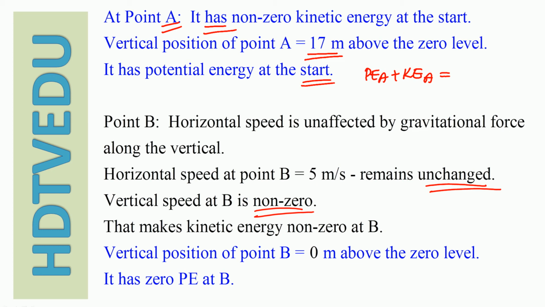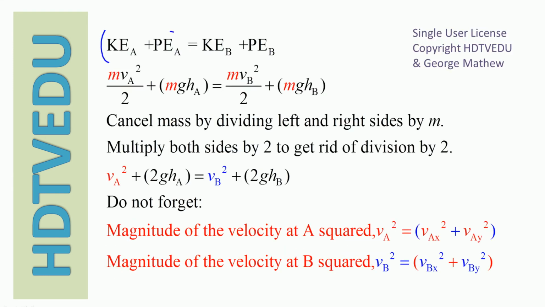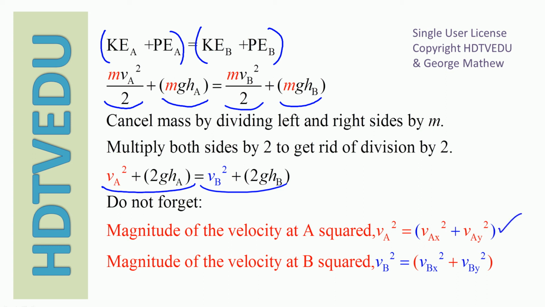So it is moving at point B. That makes the kinetic energy non-zero at point B. We have one thing working for us. Potential energy at point B, we set that to 0. Total mechanical energy at point A equal to total mechanical energy at point B. Substitute for kinetic energy at A, substitute for potential energy at A, substitute for kinetic energy at B, substitute for potential energy at B. Cancel mass, multiply both sides by 2 to get rid of division, and from there we substitute magnitude of the velocity at A squared is this, and magnitude of the velocity at B squared is this.